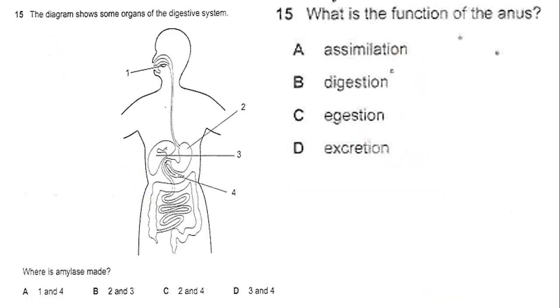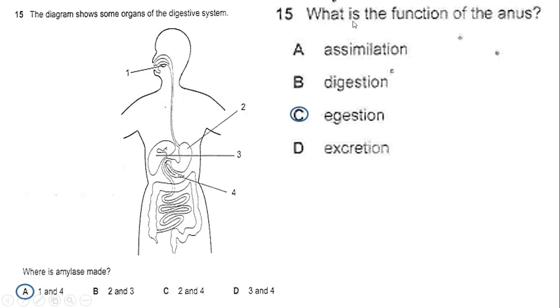Let's answer some questions about the overview of the digestive system. The diagram shows some organs of the digestive system. Where is amylase made? Amylase is the enzyme responsible for breaking down starch. It's made in the salivary glands of the mouth and also in the pancreas. So it's made in 1 and 4. The answer is A, 1 and 4.